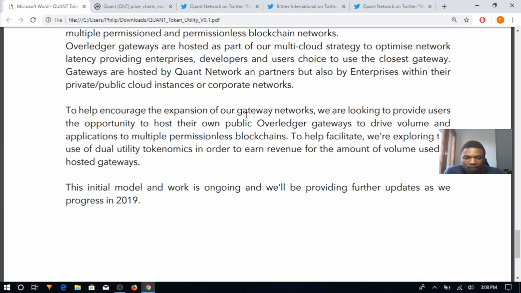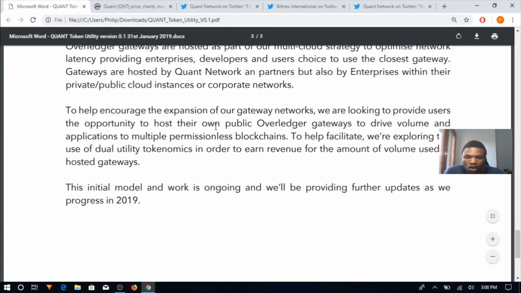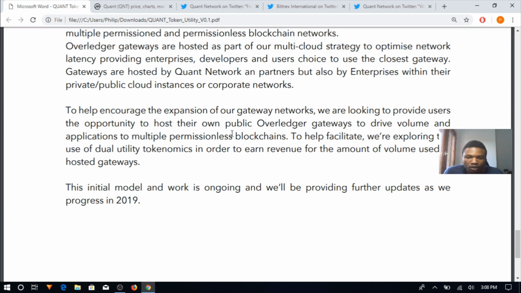To help encourage the expansion of our gateway networks, we are looking to provide users the opportunity to host their own public Overledger gateways to drive volume and applications to multiple permissionless blockchains. To help facilitate, we are exploring the use of dual utility tokenomics in order to earn revenue for the amount of volume used in hosted gateways.